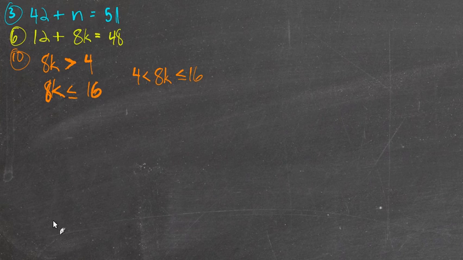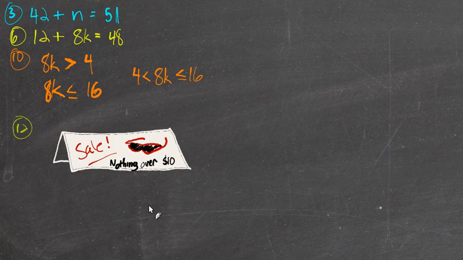Next is number 12, which gives us a picture of something like this. There's a sale on sunglasses, and they're saying that there is nothing over $10. So let's say that S is the price of a pair of sunglasses, and no pair of sunglasses is over $10. So S could be less than or equal to $10. The price of sunglasses could be $10. It says it's just nothing over $10, so it could be $10 or less than $10. Right, so there we go.